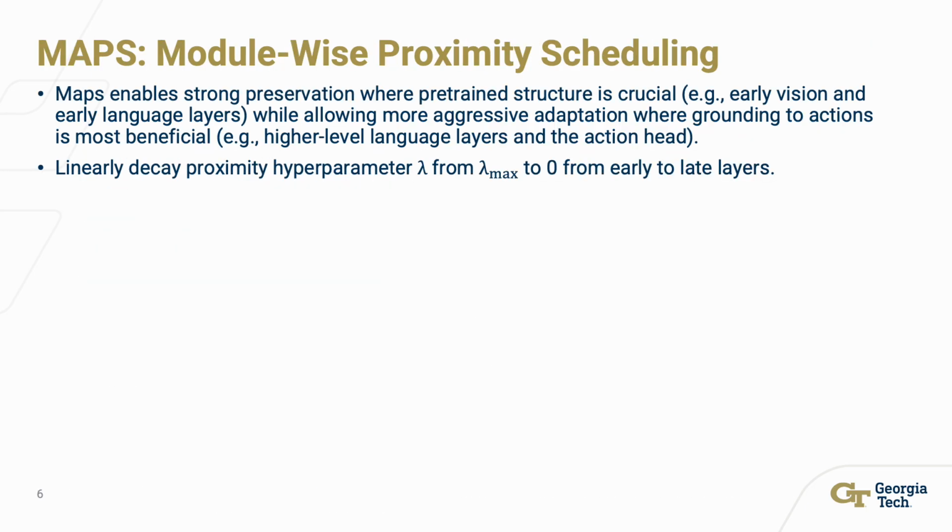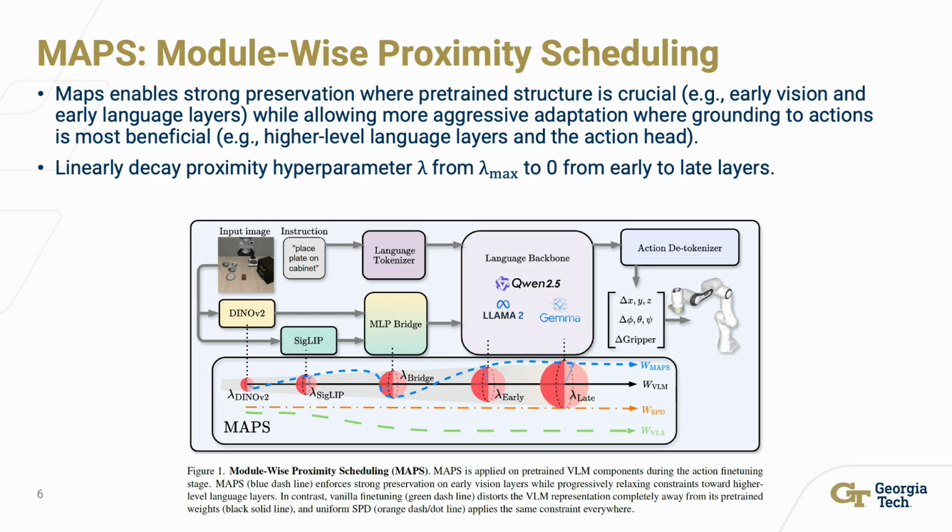We introduce MAPS, module-wise proximity scheduling, to capture the best of both strategies. Using a single linearly decaying proximity hyperparameter lambda max, following our empirically derived hierarchy identified in our freezing analysis, we can evolve different VLA components in a targeted manner. This allows for language layers to evolve more to adapt to action space while vision encoders are kept closer to their pre-trained representations.